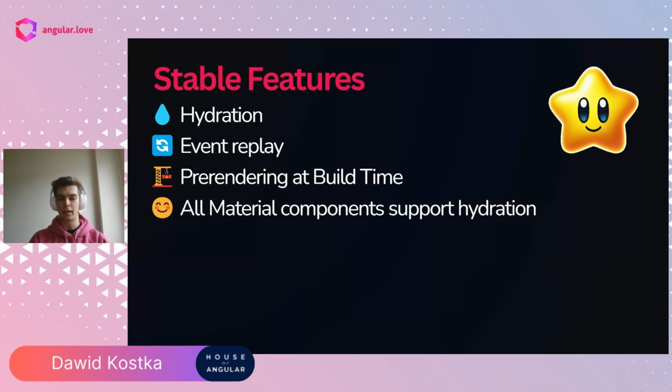Another great thing that we didn't have back in the days of Angular 12 was pre-rendering. And I think it is a really great feature, which, for example, we utilize in our blog Angular.love. Without it, I would say creating such an application, especially with static content that doesn't need to be rendered every time a request is made, would be hard. The last stable feature, but not least, is that Angular Material components completely support hydration since version 18, which was not so obvious.